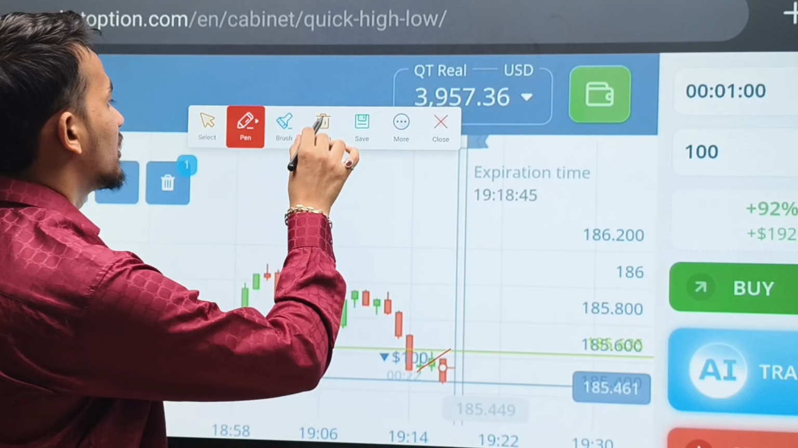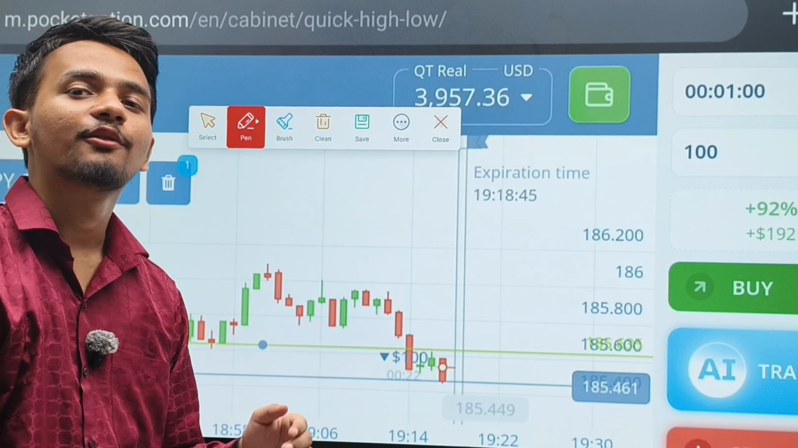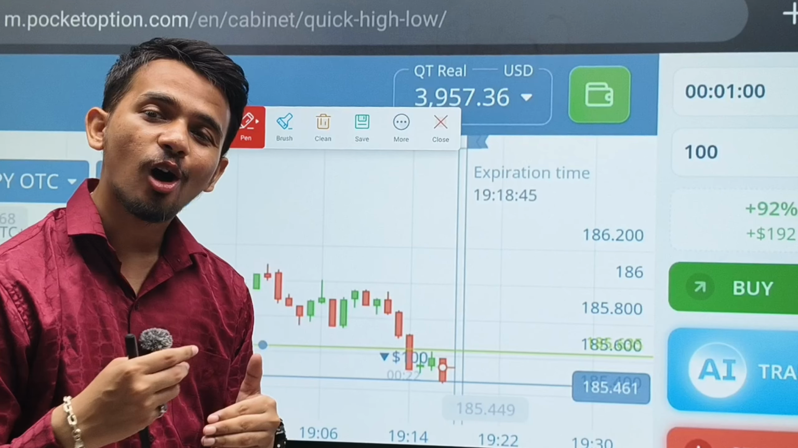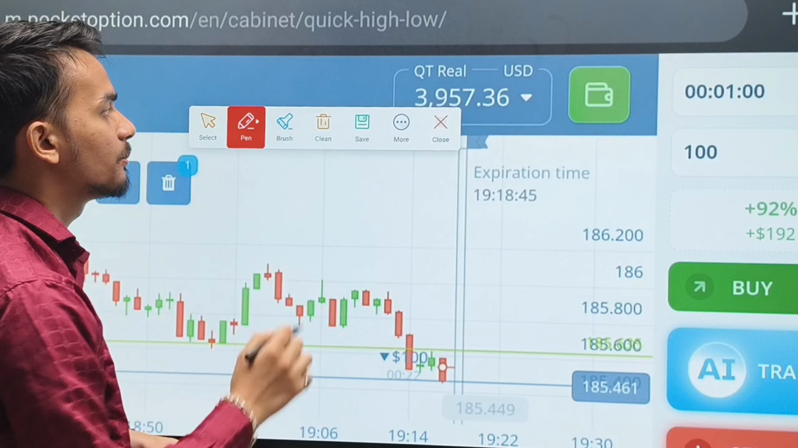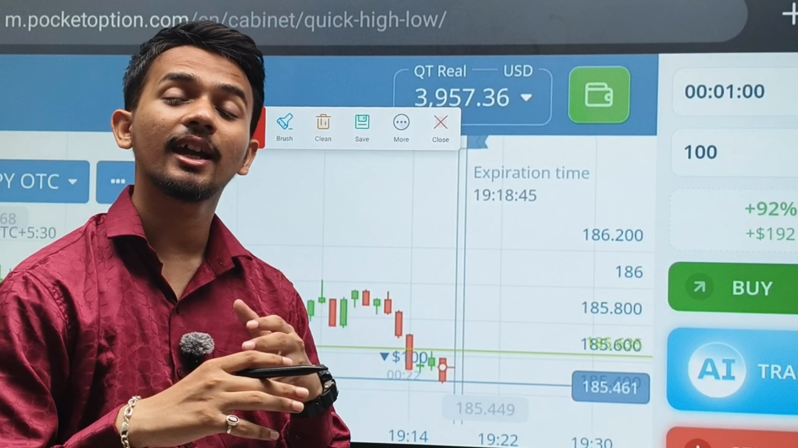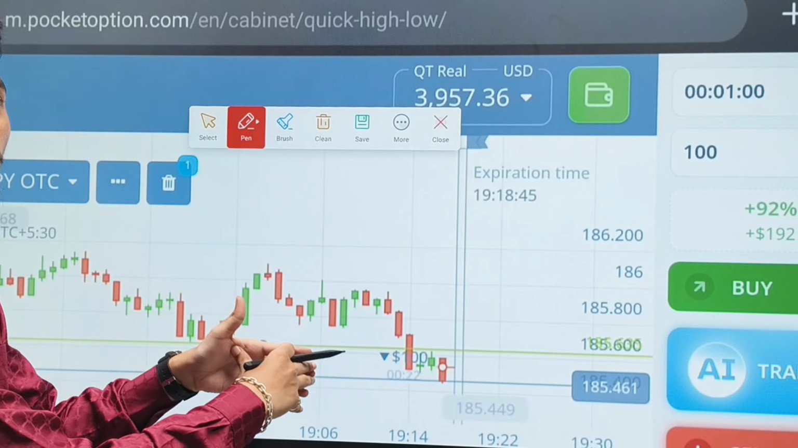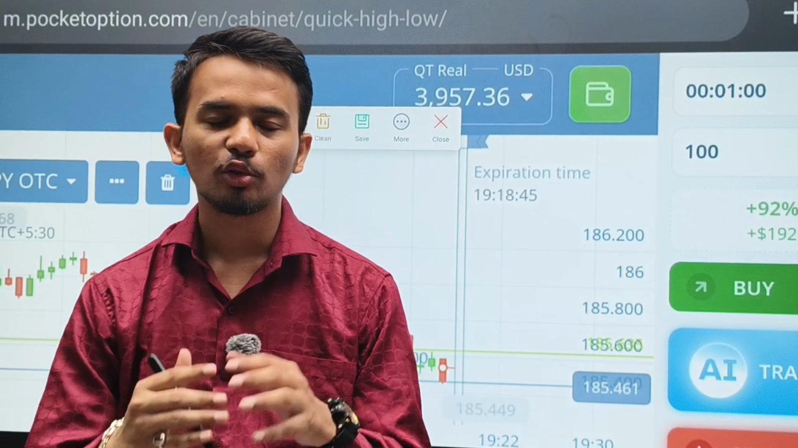Plus see the SNR levels. You always have to focus on support and resistance level. If you are not focusing on support and resistance level, then in long run you will not make money. First you have to see support and resistance. Plus you have to see how market is moving, where market is going. You have to read the price action and candlestick psychology, and after that only you have to take trade in the market. I hope you understand.